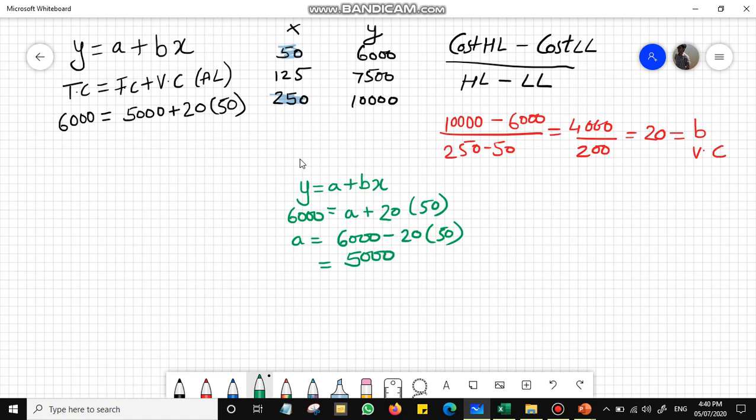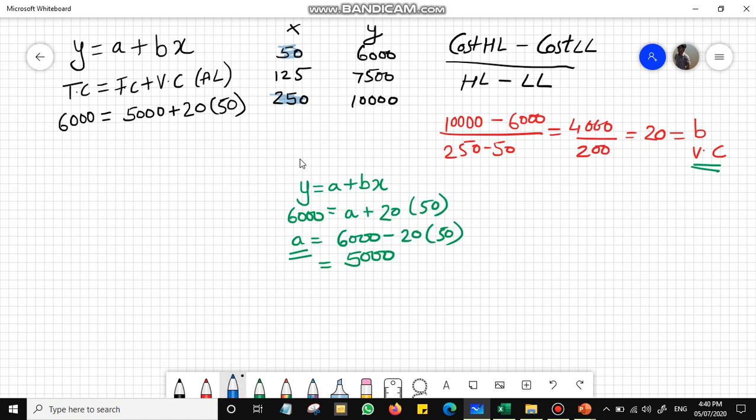So here we have seen how we use the high-low method to calculate the value of B, that is your variable cost, and then based on that we were able to calculate the value of A by substituting B in the equation, y is equal to A plus Bx. And now we have the values of both A and B, which is your fixed cost and variable cost.